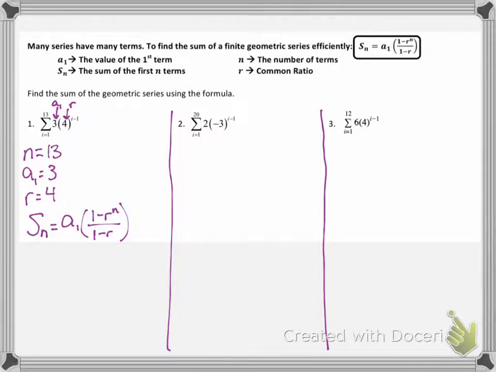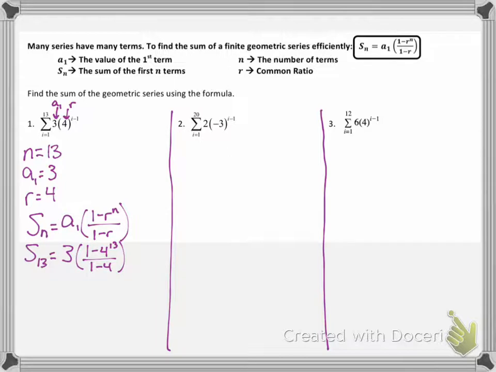So we're finding the sum of 13 terms, so we're plugging in 13 for n. The a1 is 3, 1 minus r to the n, so 1 minus 4 to the 13th power over 1 minus 4.